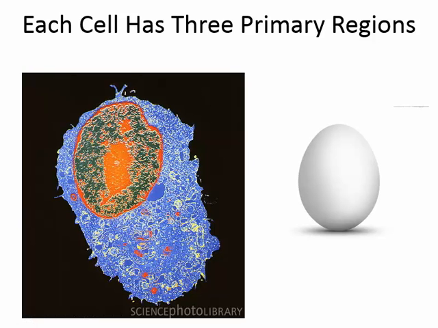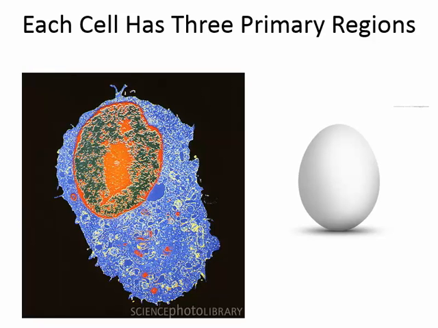This is a pseudocoloring of a cell. You can see the 3 components that I just told you. You would be able to see the nucleus with the nuclear membrane, you're going to be able to see the cell membrane, and you're going to be able to see the cytoplasm.